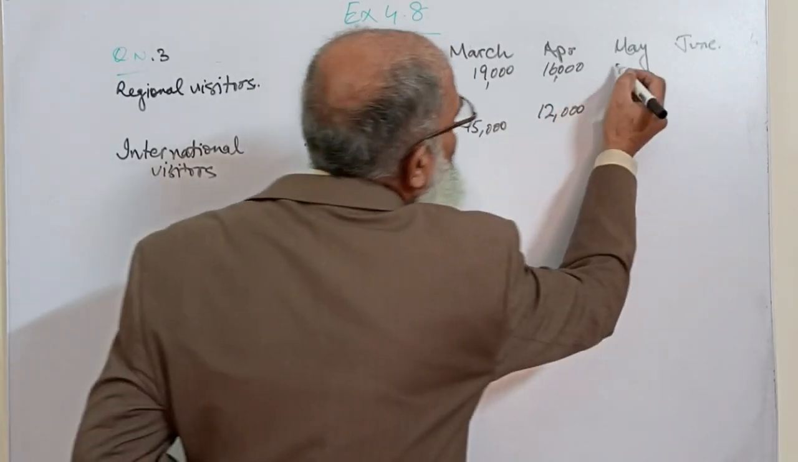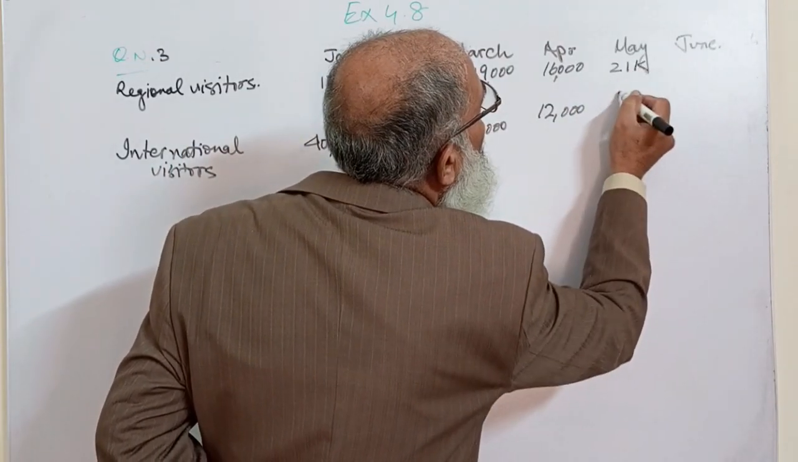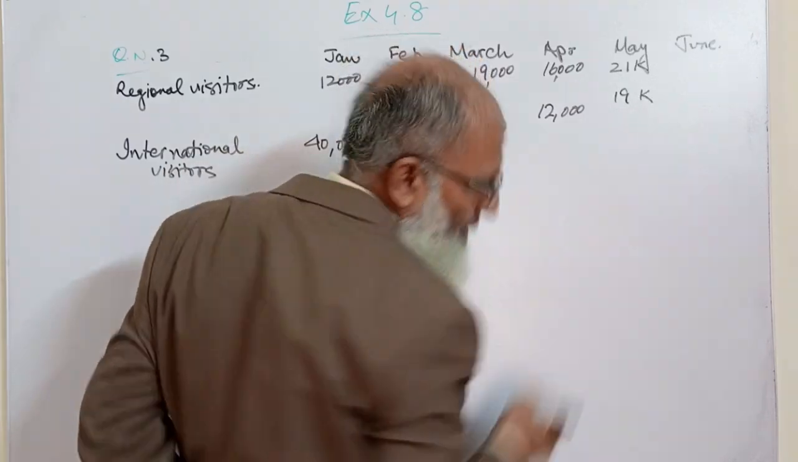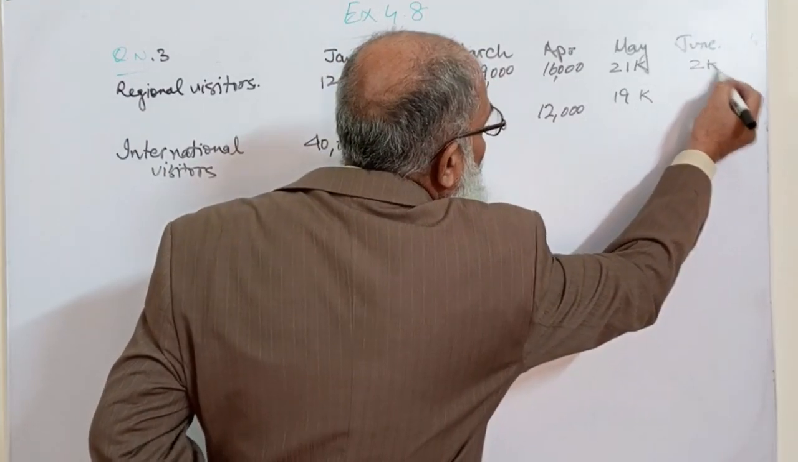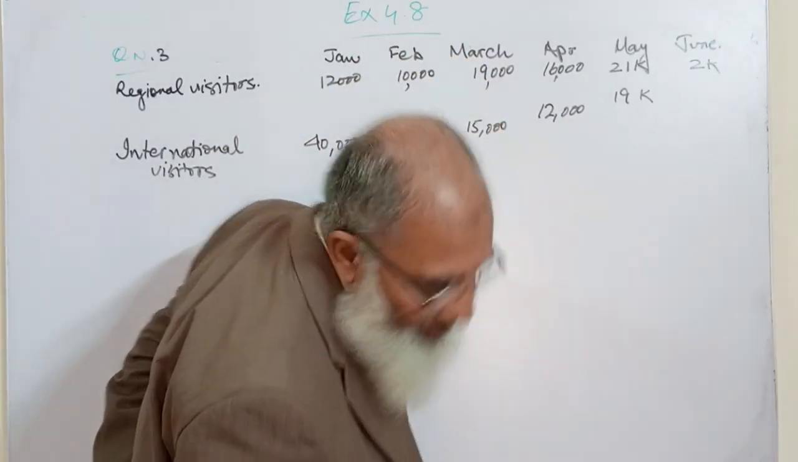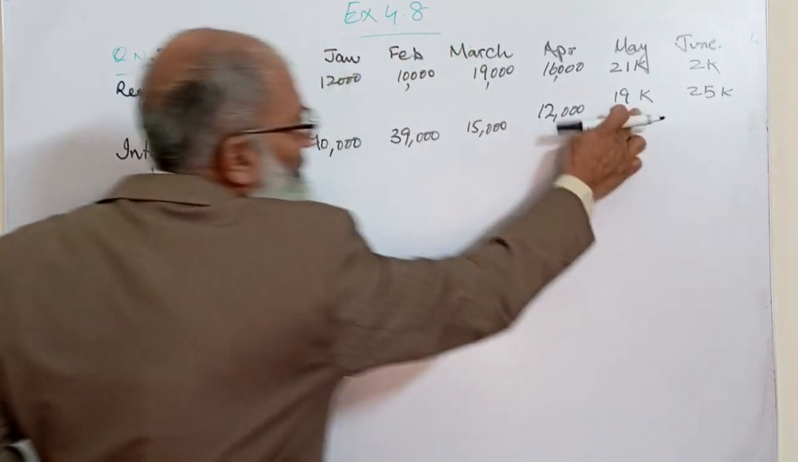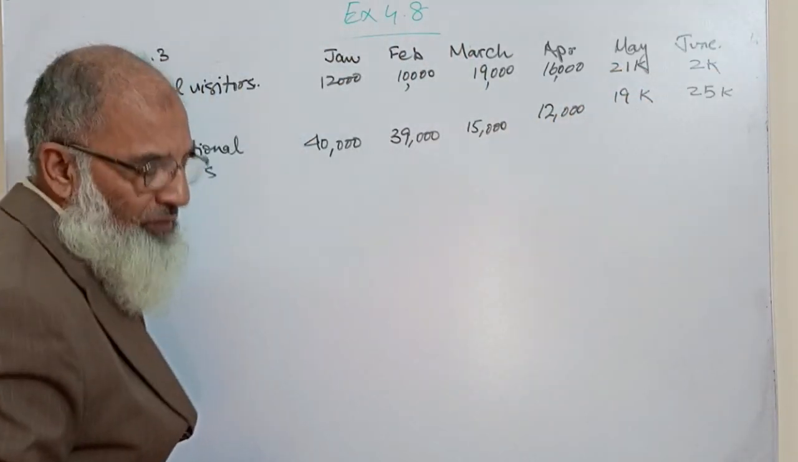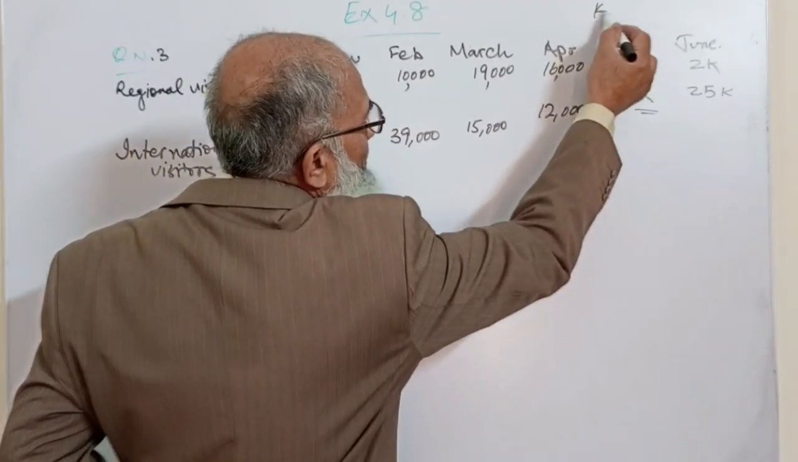21, 19, 21,000, 19,000, and 2,000 and 25,000. Just to save the space. This is just to save the space, and K means 1,000.